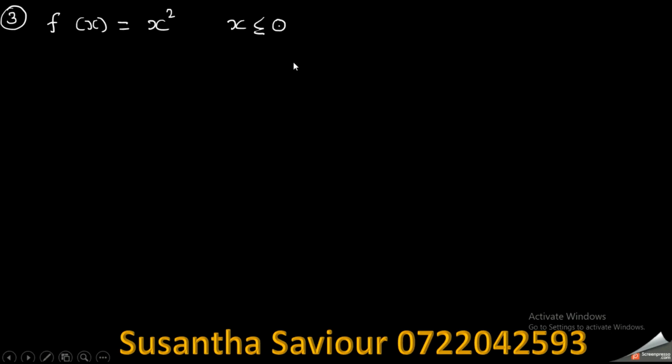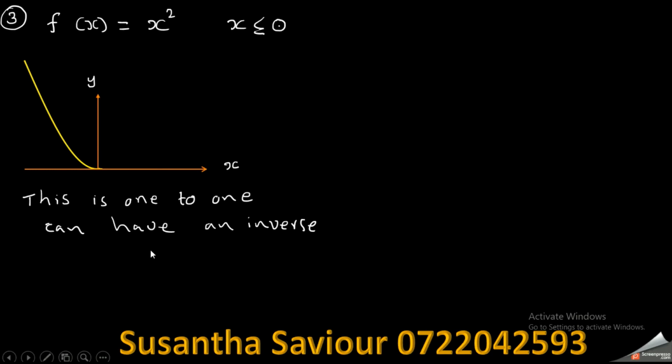Now what you can do is, we'll first try to sketch this. This is the full domain, without the restriction. Now we have restricted it, positive x's are not there, we took that part off. Now this is one to one, therefore we can find the inverse like this. Now f inverse x is root of x.